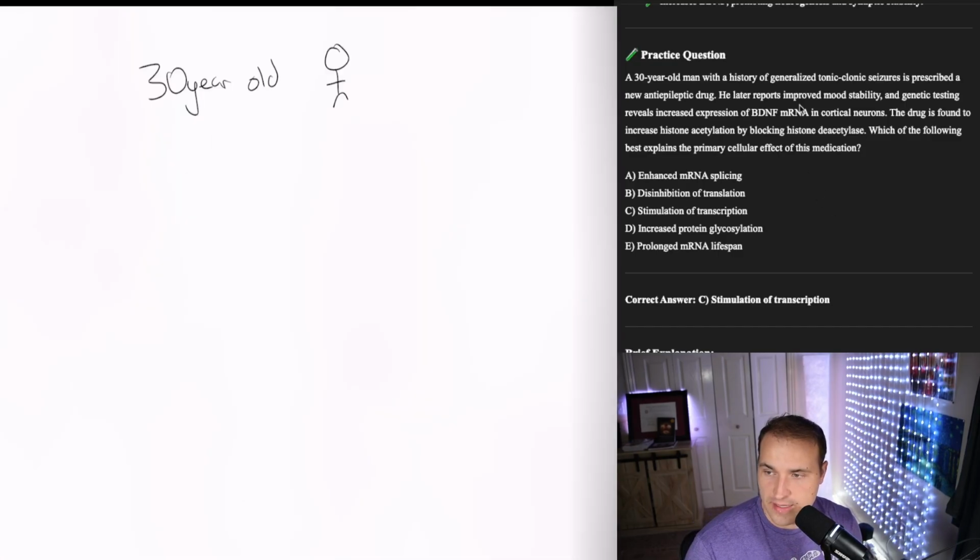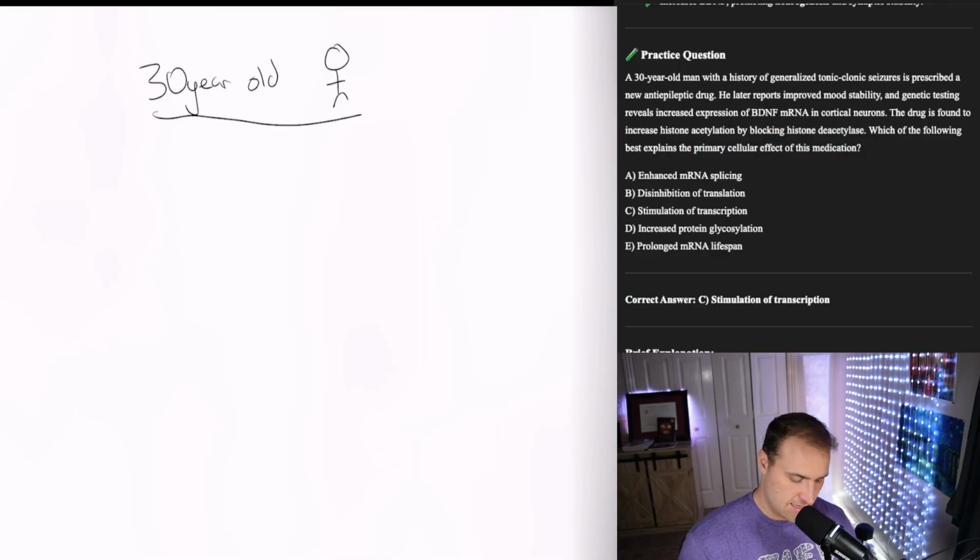All right, a 30-year-old man has a history of generalized tonic-clonic seizures and is being prescribed a new anti-epileptic. He's got improved mood stability. Genetic testing reveals increased expression of BDNF mRNA in cortical neurons. The drug increases histone acetylation by blocking histone deacetylase. Which of the following is the primary cellular effect of this medication?